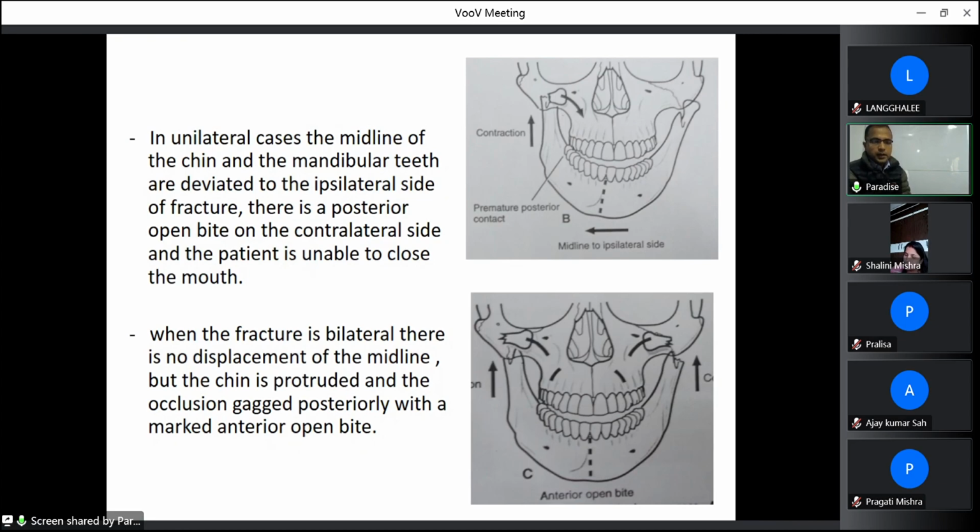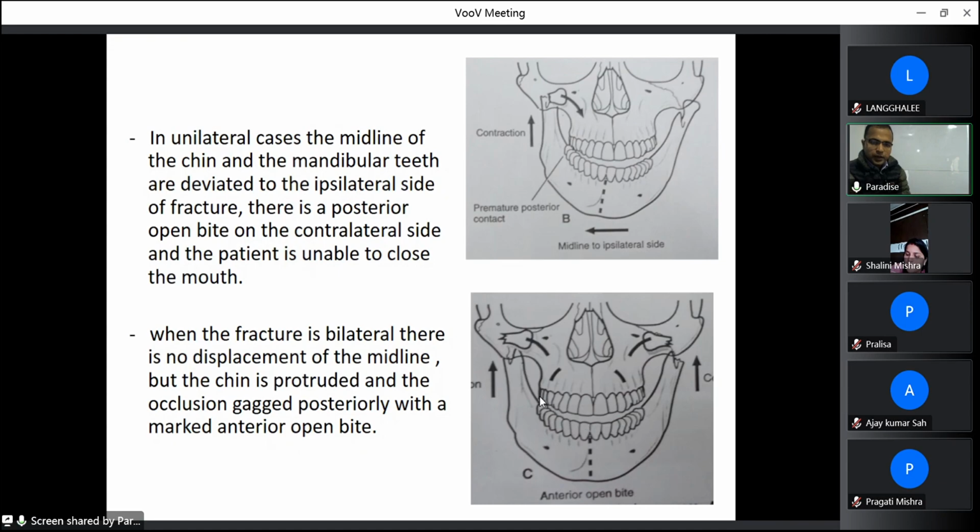When the fracture is bilateral, there is no displacement of the midline, but the chin is protruded and the occlusion gags posteriorly with a marked anterior open bite. In case of bilateral condylar fracture, the condyle is fractured on both sides and it is displaced medially. The ramal height will be decreased due to contraction of the bilateral pterygomasseteric sling, due to contraction of the masseter muscle and medial pterygoid. Bilaterally, the ramus height will be decreased.